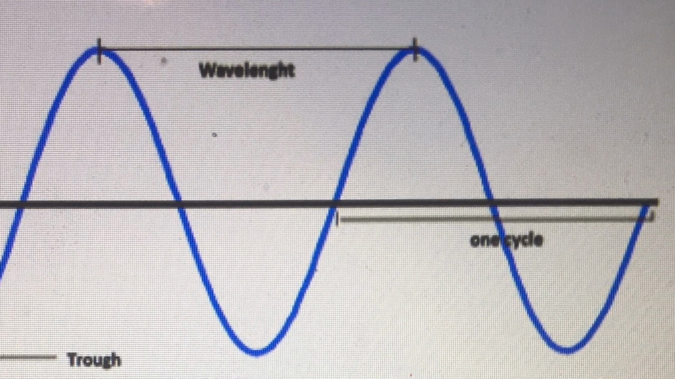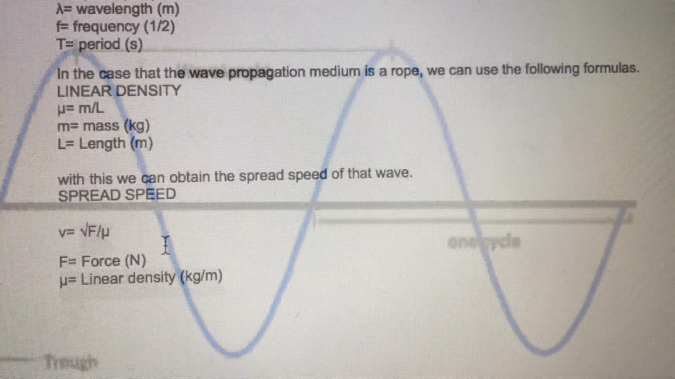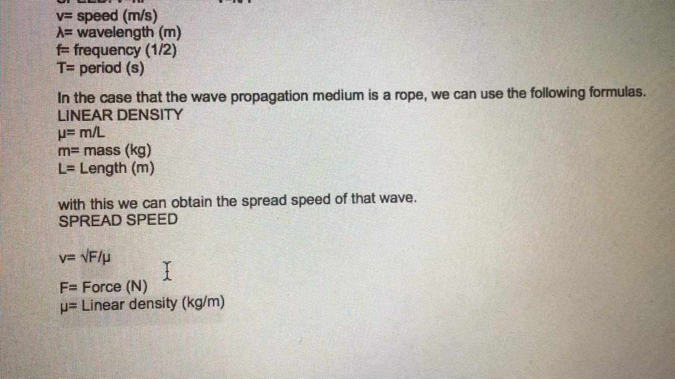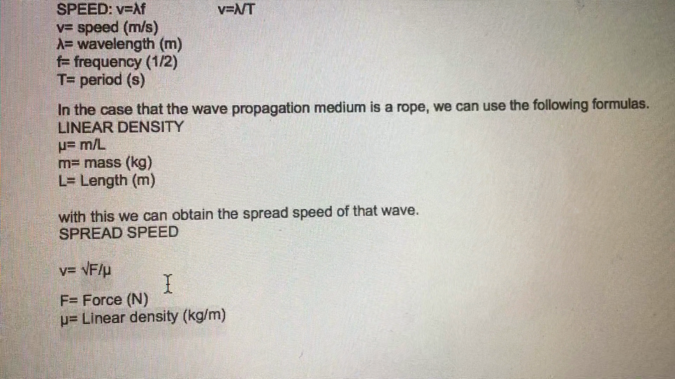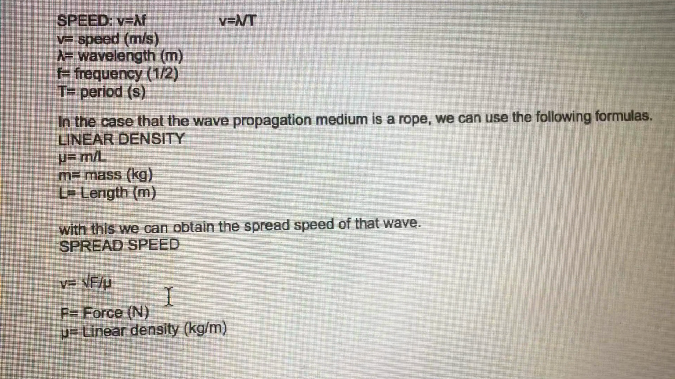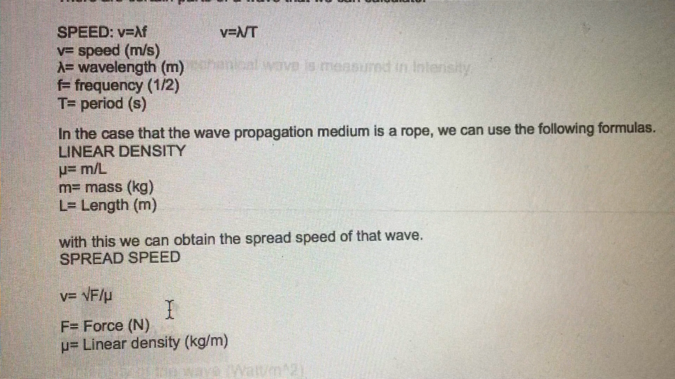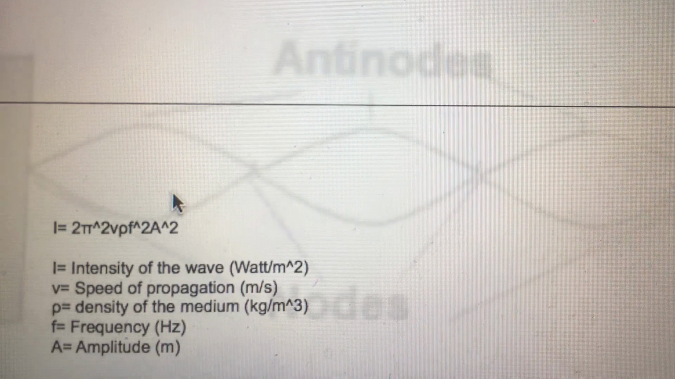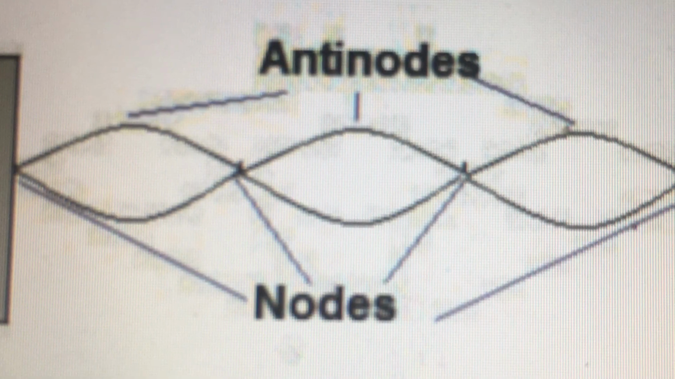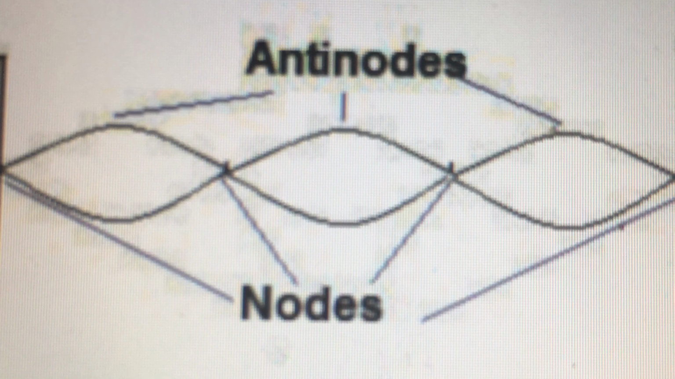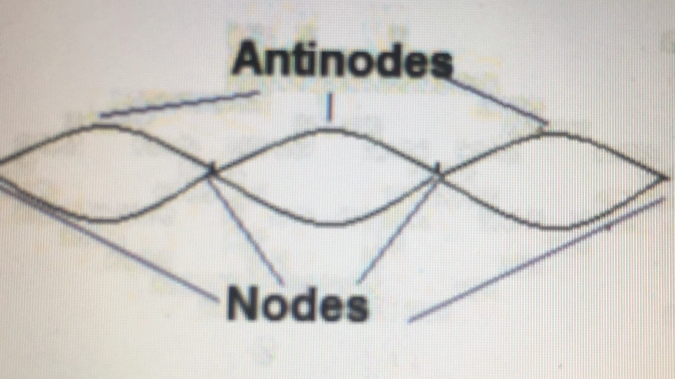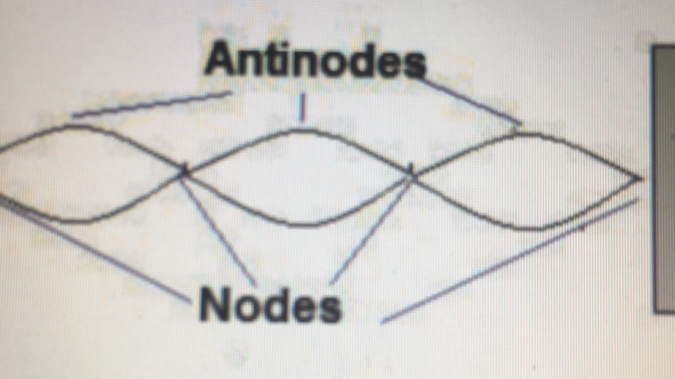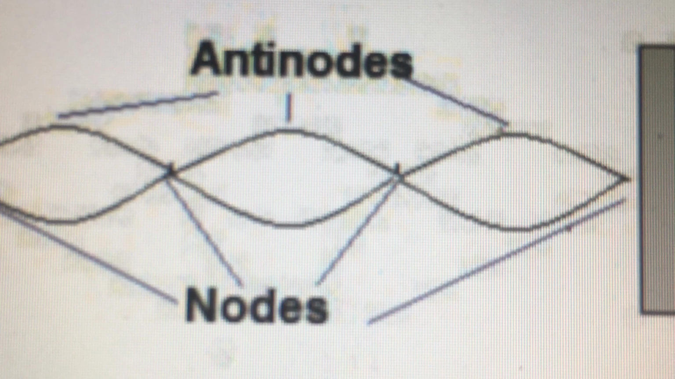in one cycle. We can calculate many parts of the waves, like the speed, the linear density, the frequency, the wavelength, the period, the spread speed, the intensity, the amplitude, and many others. When a wave is on a tensioned cord and both ends are attached, if you form a wave, it will travel from one end to the other and go back inverted. When both waves meet, you get a node. And when both waves are perpendicularly away, it is called an antinode.